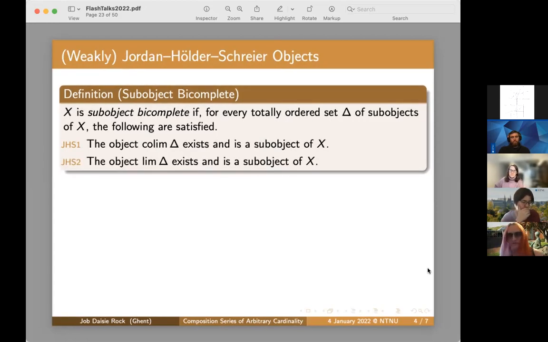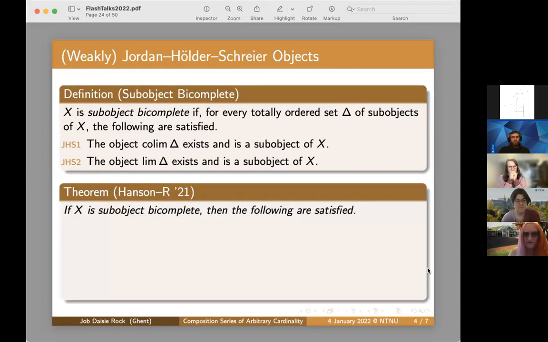That will always be true. If the limit exists, it will be a subobject. But for the first condition here, JHS1, we're calling it, if the colimit exists, it may not be a subobject. So we're requiring these exist and be subobjects of X for any totally ordered chain of subobjects that you take. And so these are the first two conditions that we'll need for, you can see the title of the slide, what we call weakly Jordan-Hölder-Schreier objects. And so the first theorem is about composition series. If you take an object X that is subobject bi-complete, then X has a composition series.